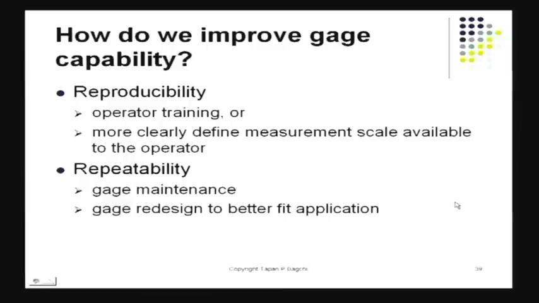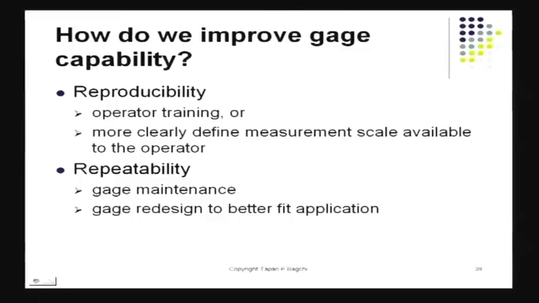So, to tell you again, reproducibility is due to the operator, and how can you improve it? It could be through training, it could be through really going through the procedures over and over again to make sure that they understand what they have to do, and they should contribute as little as they can. They should really act like each other.